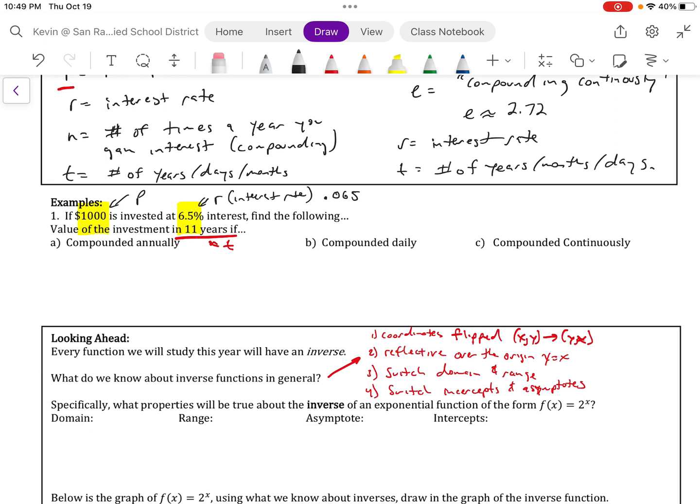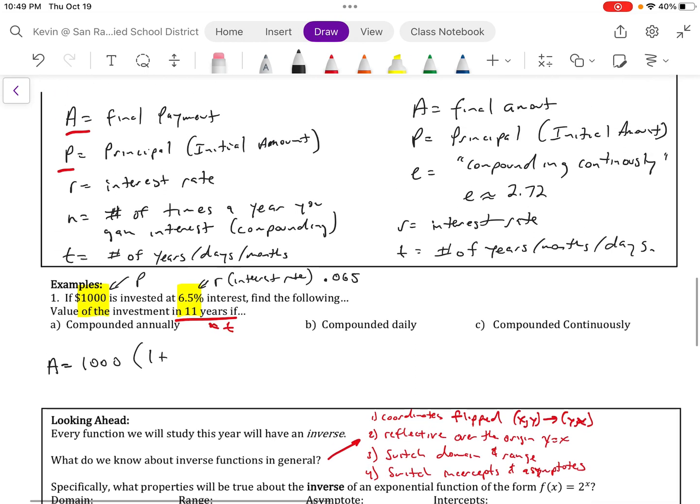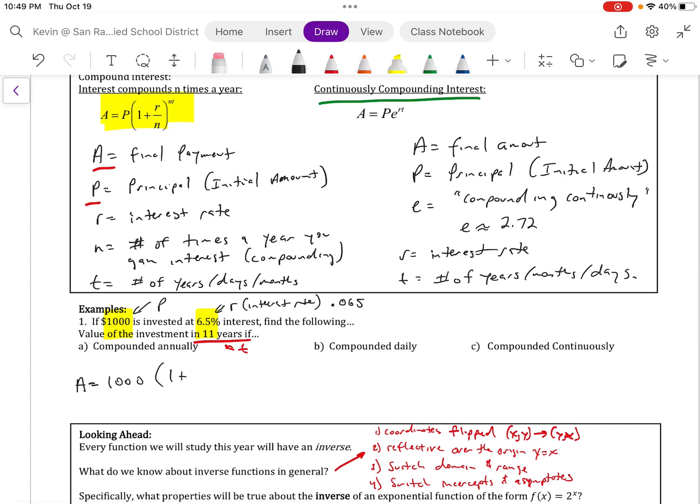So we'll use our equation, and we have A equals our principal, 1,000, times 1 plus our rate, which we said was 0.065, and that's going to be over 1, which is our N. And yeah, because it says compounded annually. Forgot that part. So compounded annually means just N equals 1, right? 1 year.